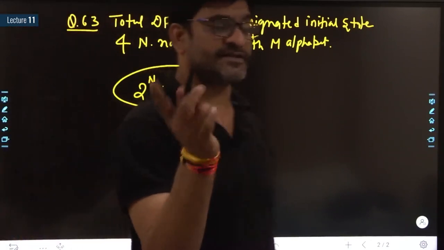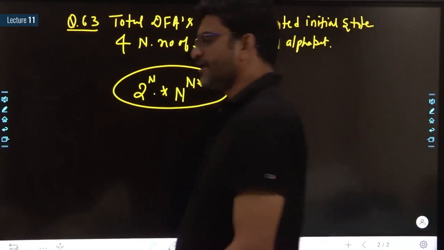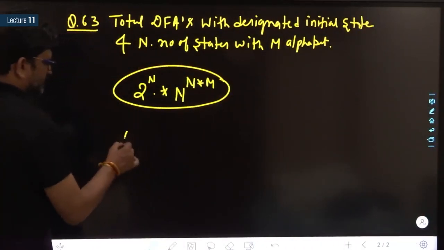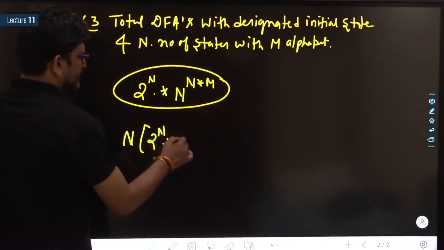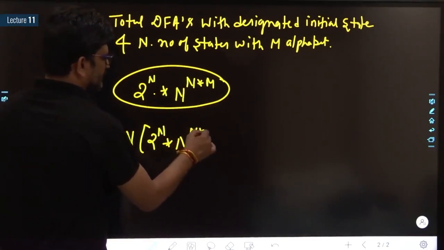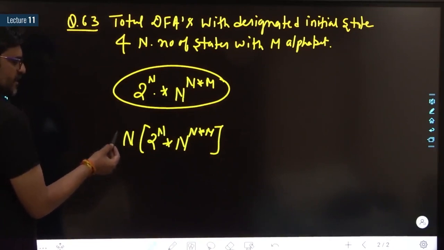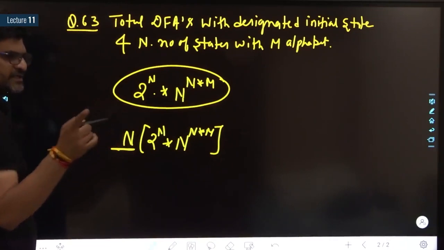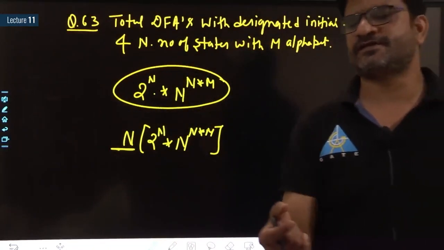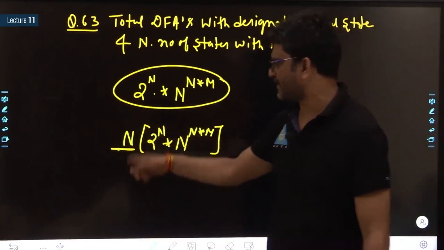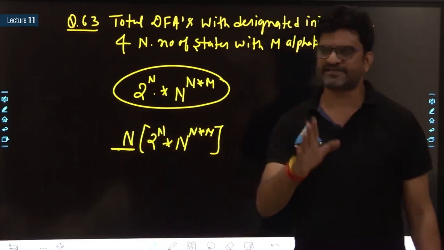If the initial state is not designated, then the total number of DFAs possible is n into 2 to the power n into n to the power n into m. Because suppose we have three states, Q0 can be initial, Q1 can be initial, or Q2 can be initial. So we have n possibilities, and we multiply this term by n. Clear, my dear friends? Clear?